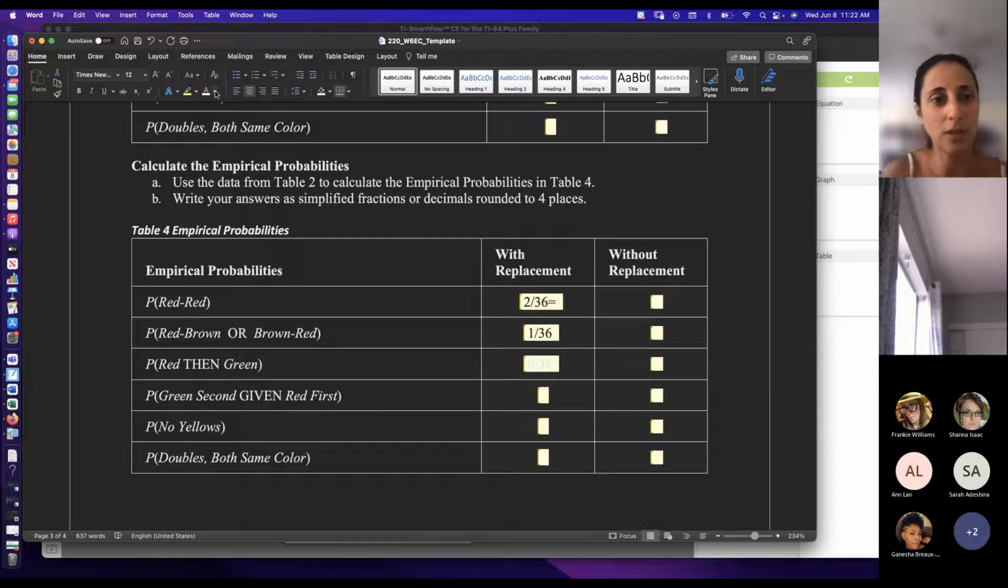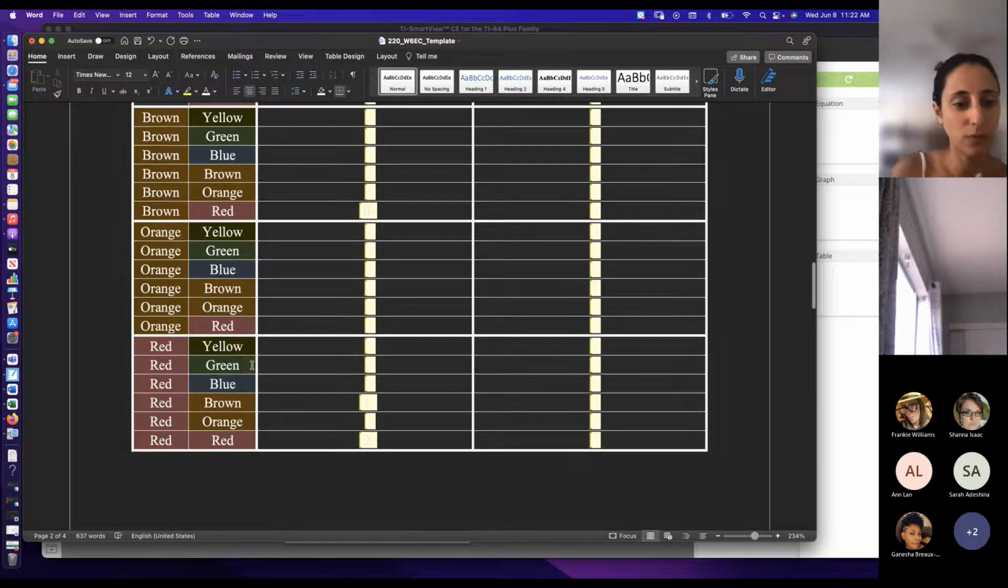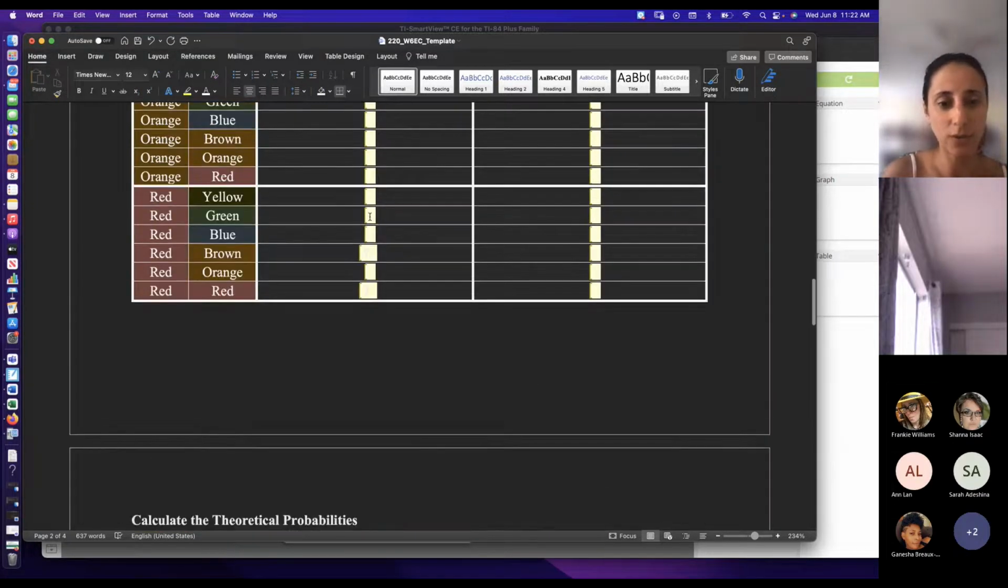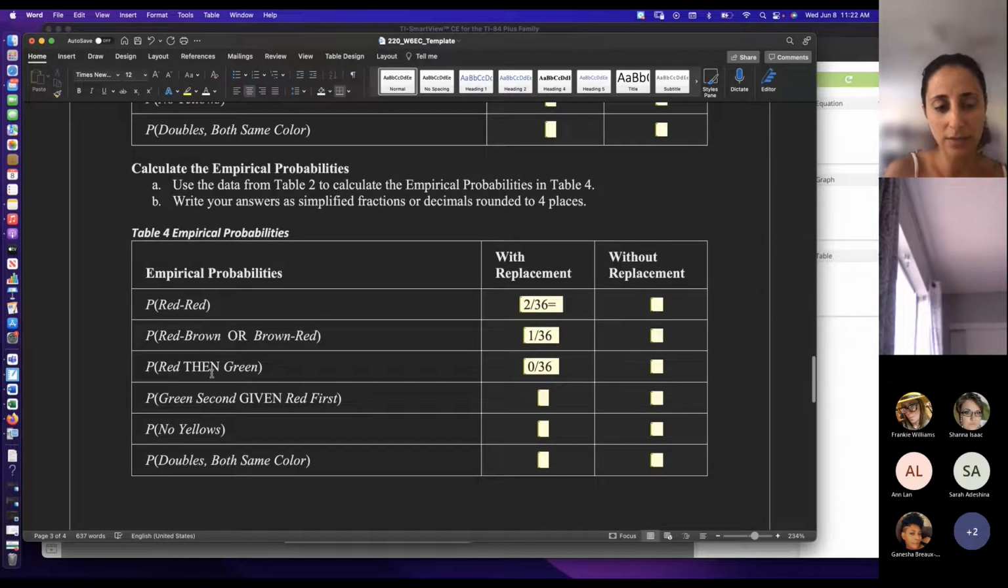You'd do the same thing with the without replacement portion, right? Green second, given red first. Green second, given red first. That would be red, then green again, right? What'd I say? I had 0 of those. That's the same thing. So 0 out of 36. Okay, and then no yellows.